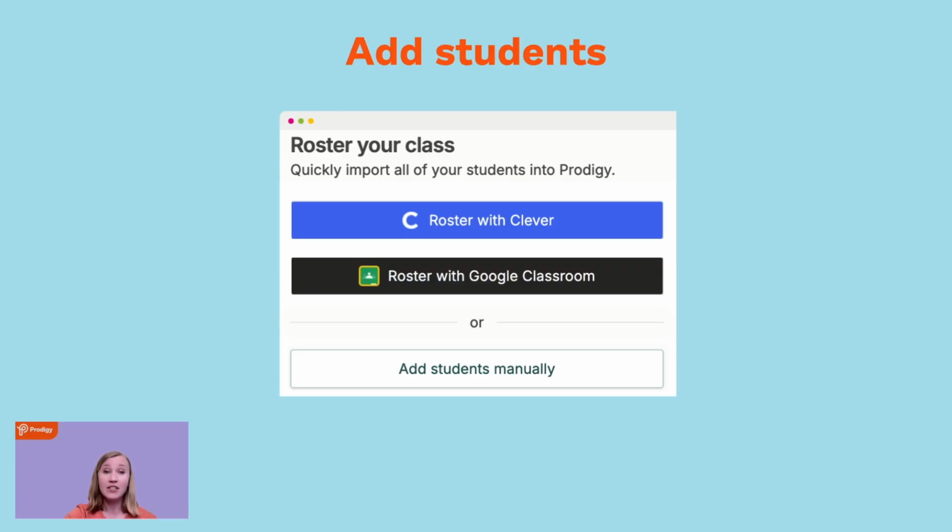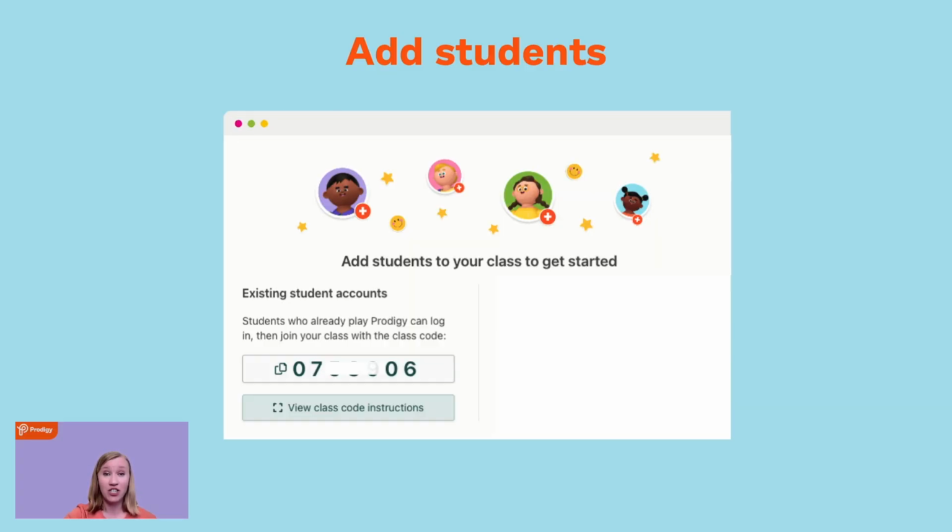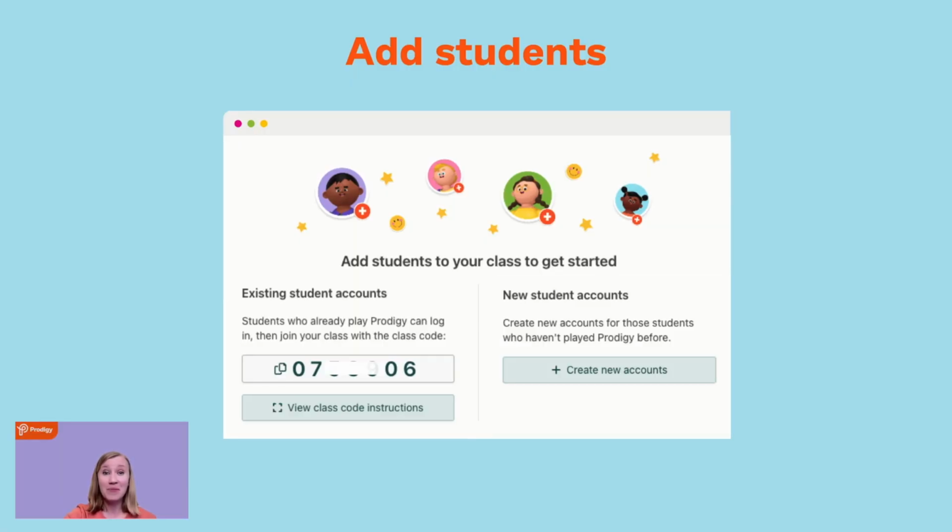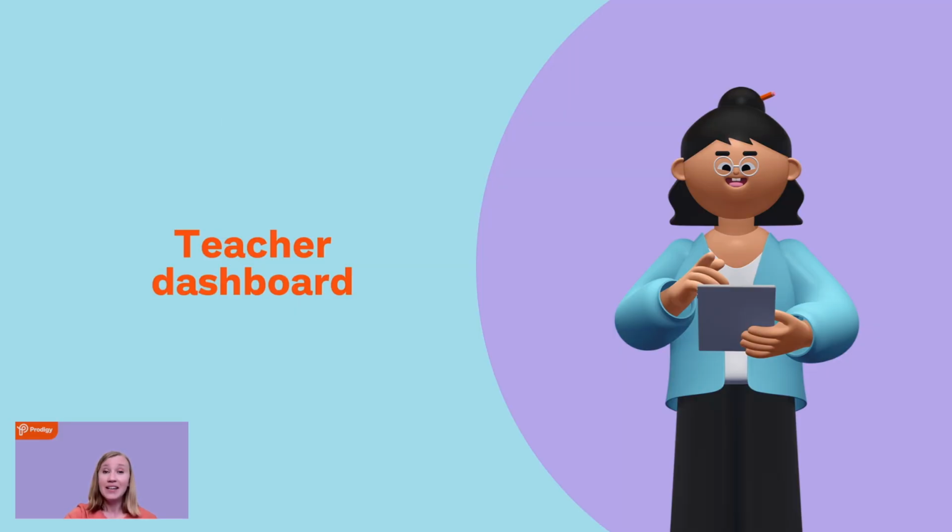The first way is for students who already have Prodigy accounts from a previous teacher. Have them log into their account and then provide them with your classroom code. When they input your classroom code, they're going to be added to your classroom. For students who do not have accounts, you can create new accounts for them by simply typing in their first name and last initial and Prodigy will automatically generate logins for them. Next up, we're going to take a tour of the teacher dashboard.